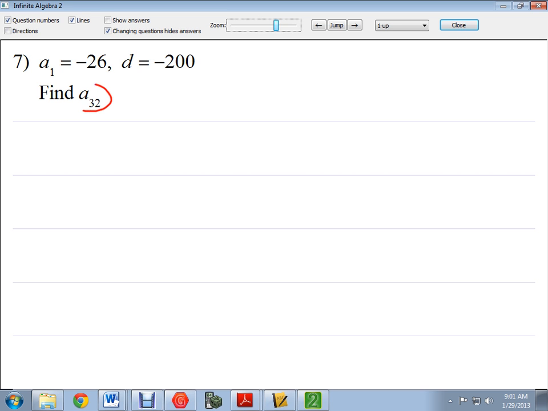This one is asking us to find the 32nd term, and the information it gives me, being that d is negative 200, leads me to believe that this is talking about an arithmetic sequence. So we're going to use the arithmetic formula, which is a sub n is equal to a sub 1 plus n minus 1 times the common difference. And we're going to take all the information that's given to me and just plug it into the formula and calculate.